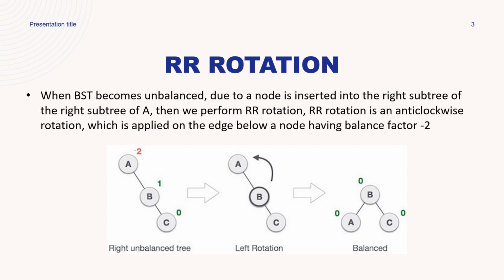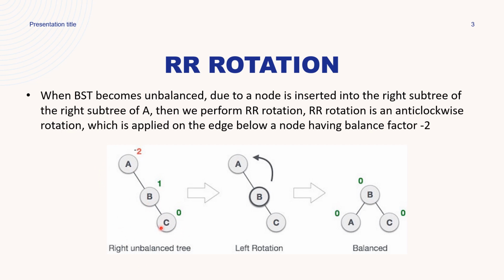Now let's discuss the RR rotation. When the BST, meaning balanced search tree, becomes unbalanced due to a node being inserted into the right subtree of the right subtree of A, then we perform the RR rotation. RR rotation is an anti-clockwise rotation which is applied on the edge below a node having the balance factor of -2.